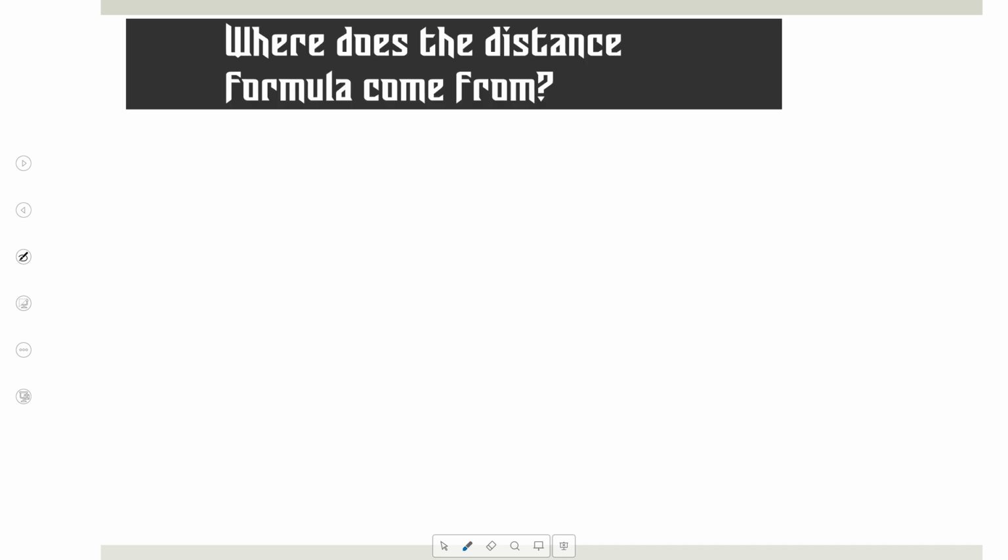Last but not least, the distance formula. You've done it before. You probably didn't enjoy it. It's nasty, but I'm going to show you where it comes from. I know you haven't done this. By showing you where it comes from, I think it's going to help you understand and remember where the formula comes from. And it's based all on Pythagorean theorem.